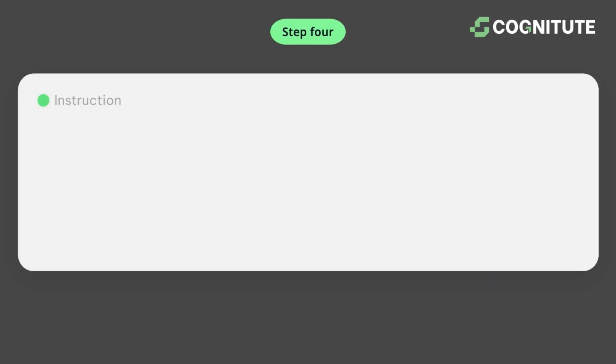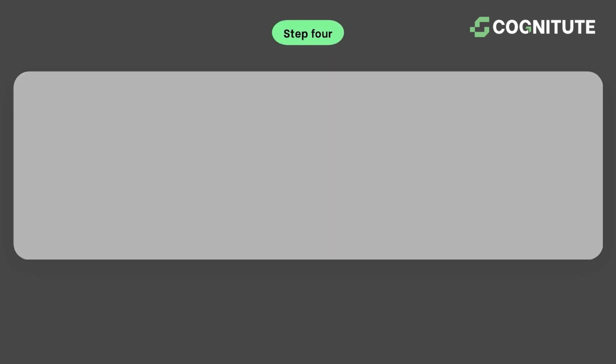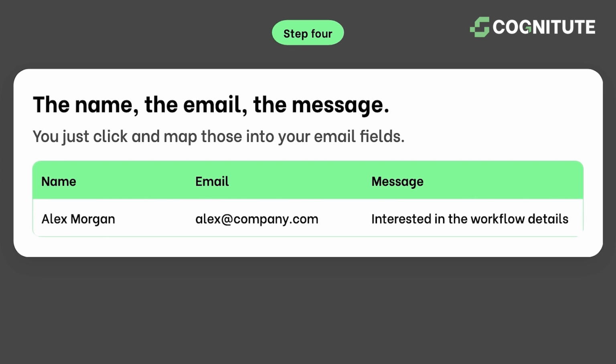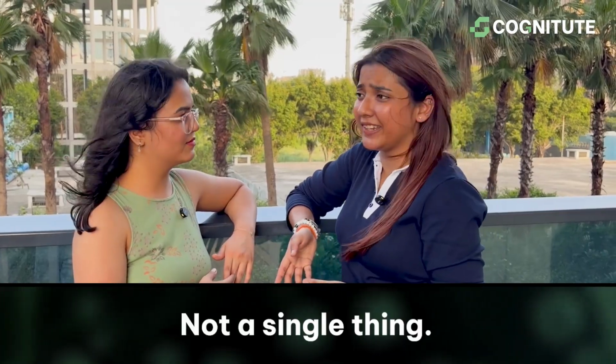Step 4. Add an action node. Search Gmail. Select send email. Now here's where it gets good. n8n shows you all the data that came in from the form: the name, the email, the message. You just click to map those into the email fields, and it pulls them automatically. So you are not typing anything manually? Not a single thing.